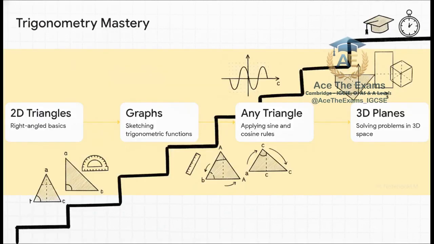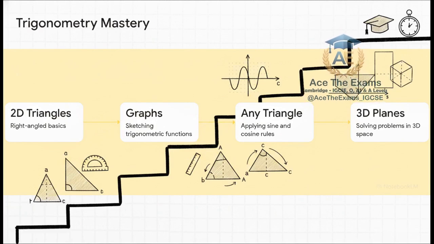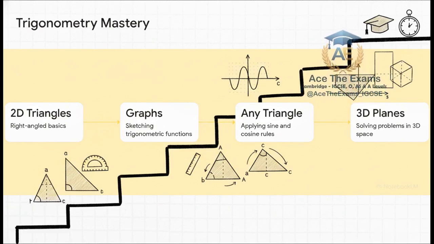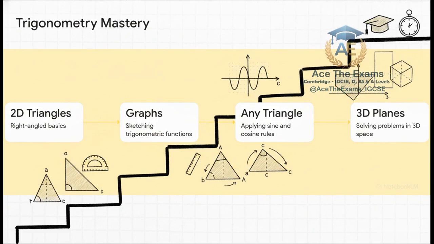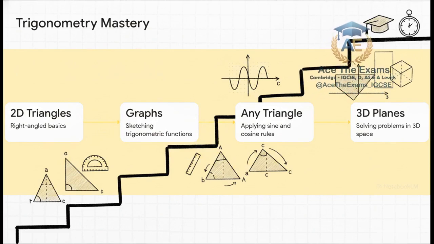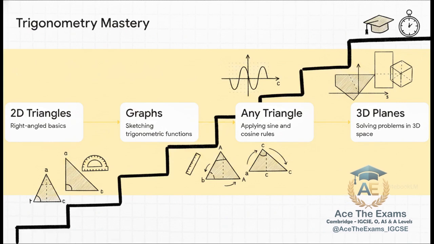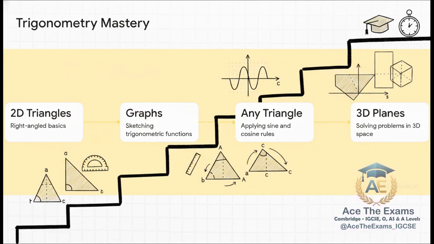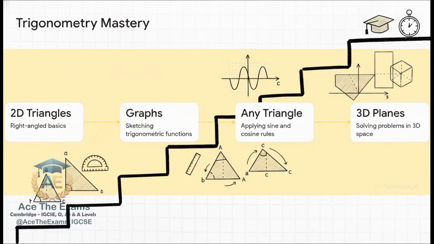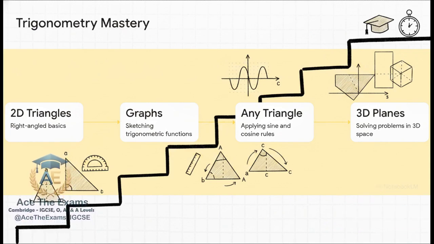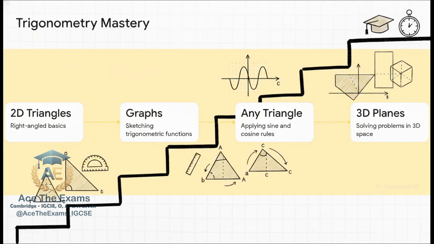Think of your progression here like climbing a staircase with 4 main steps. First off, you'll tackle 2D right-angled triangles. Next, you step up to actually graphing trigonometric functions and recognizing their properties. From there, you conquer the rules that apply to literally any triangle, even if there's no right angle in sight. And then, finally, you reach the top step, mastering 3-dimensional planes.